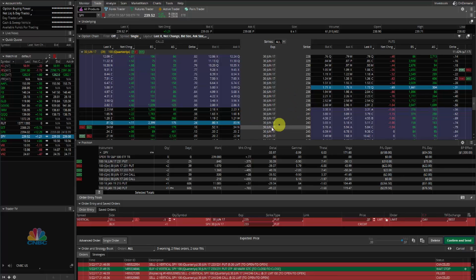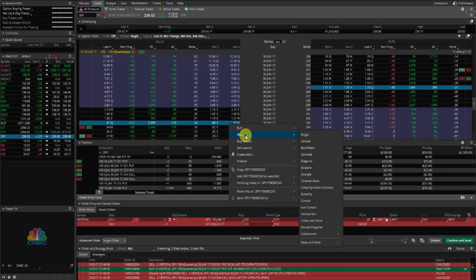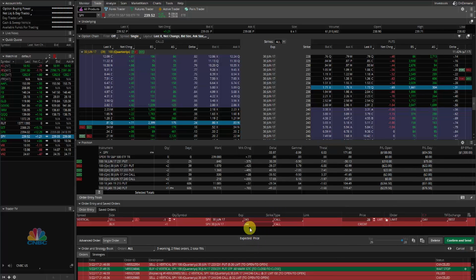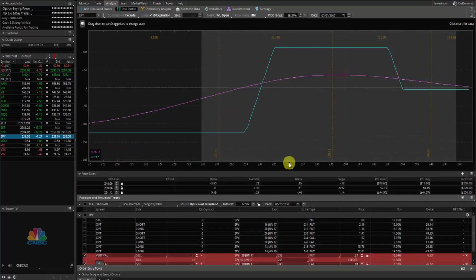And let me do a call side. If I were to select 243 and 244, I don't want it to be a $2 spread. I want to configure it in such a way that this is a $1 spread, whereas the put side is a $2 spread, and I'll be able to collect 28 cents of credit. And let me analyze the trade.